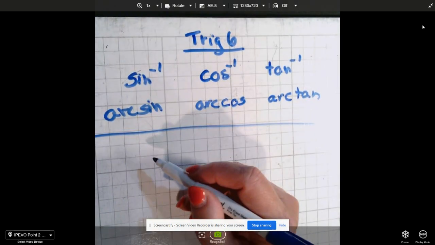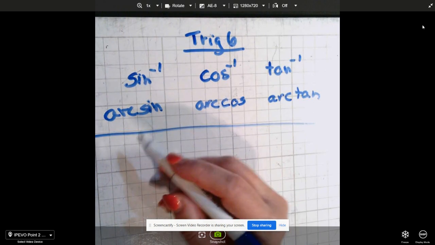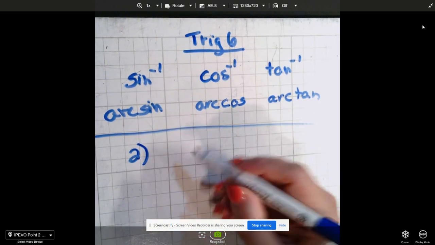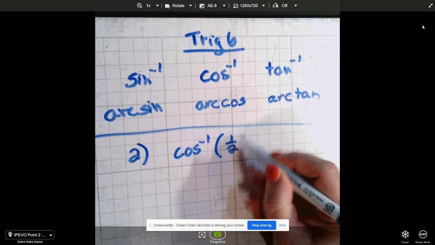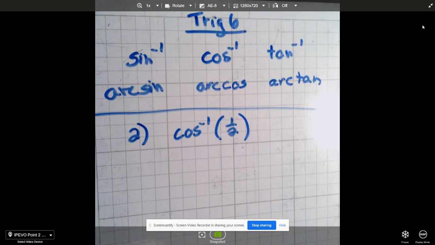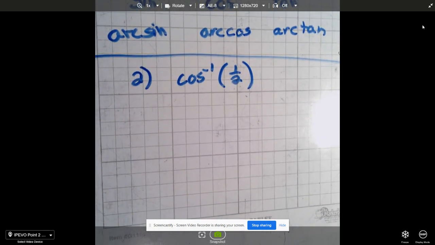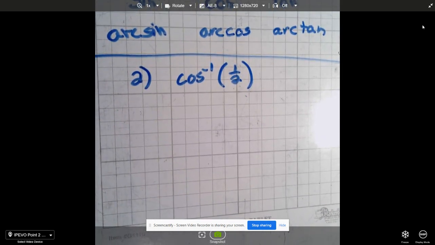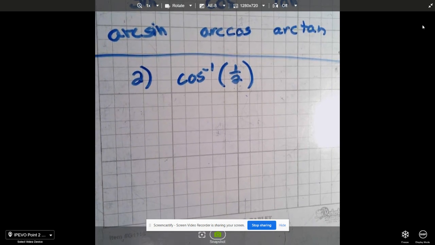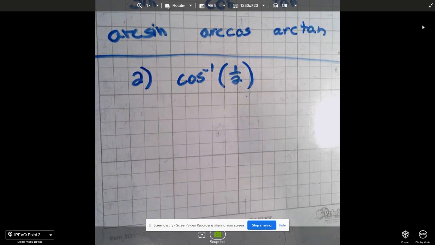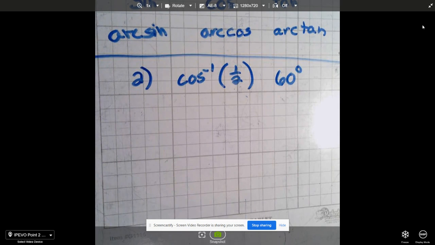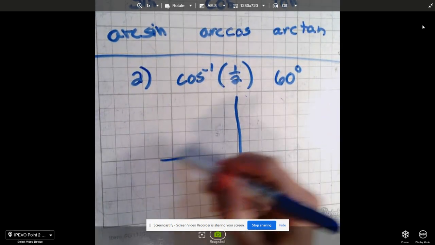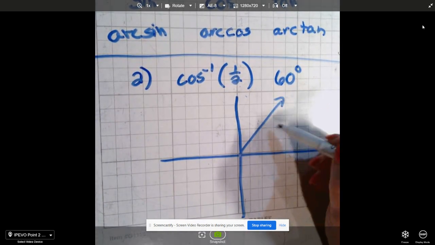So let's take a look at an example. Let's just do number 2 on trig 6. It says the arc cosine of 1/2. So once again, this is where those exact values will come in handy. You have to ask yourself, where does the cosine equal 1/2? Well, if you remember from your chart, the cosine is going to equal 1/2 at 60 degrees. So if you also remember, that would be here, 60 degrees.